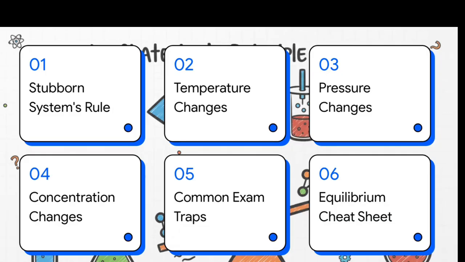So here's our game plan for today. We're going to start with the main idea, what I like to call the stubborn systems rule. Then we'll dig into the three big factors you can change: temperature, pressure, and concentration. After that, we'll cover a couple of common exam traps to watch out for, and we'll wrap it all up with the ultimate equilibrium cheat sheet.